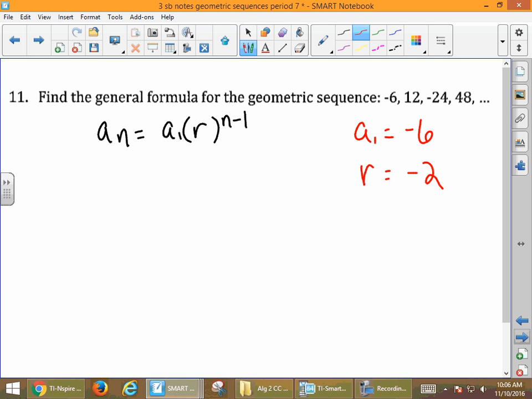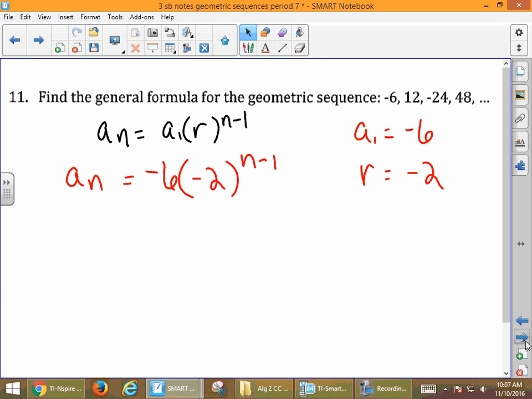We could type those values in our calculator as well. And all that this one says to do is find the general formula for the geometric sequence. We don't know any other information, so we can go ahead and put this information into our formula, -6 and -2 to the n minus 1. And now, with that formula, we can find any value in our sequence. So if we wanted to find the 100th term in our sequence, then we'd put 100 in here for n. So that's what we were working with yesterday.